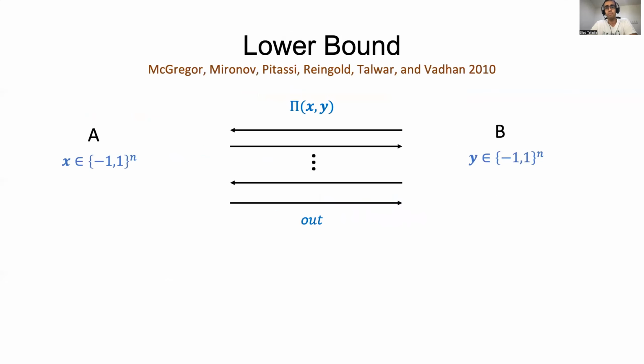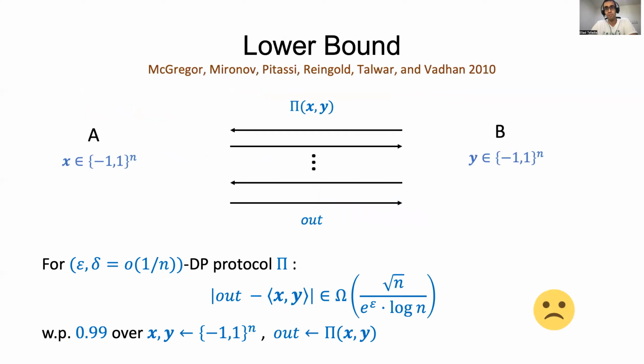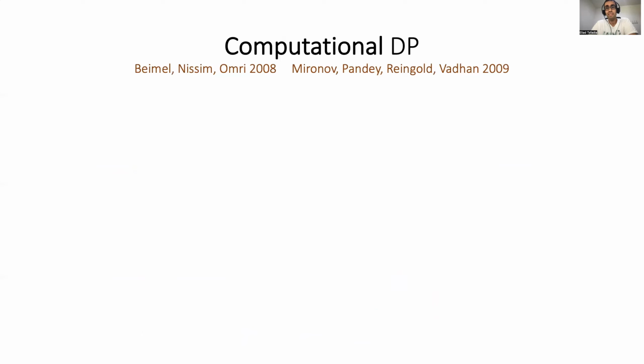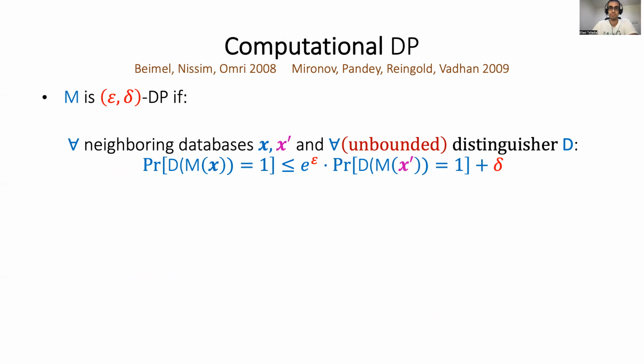There is a lower bound by McGregor et al., which states that for every (epsilon, delta) DP protocol pi, the additive error on random databases must be at least square root of n over log n. Namely, up to the log n factor, the trivial protocol where the parties output 0 is the best thing we can do. This led researchers to think about a relaxation of differential privacy called computational differential privacy.